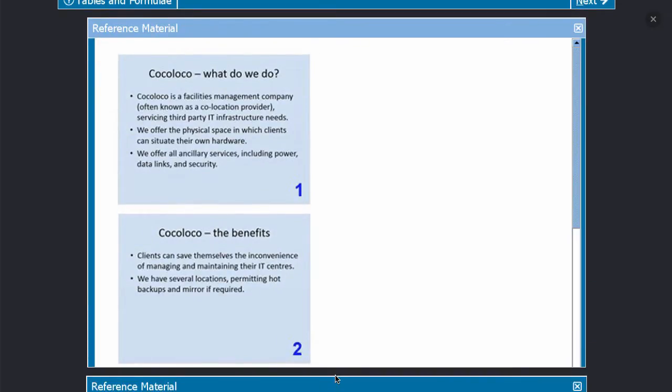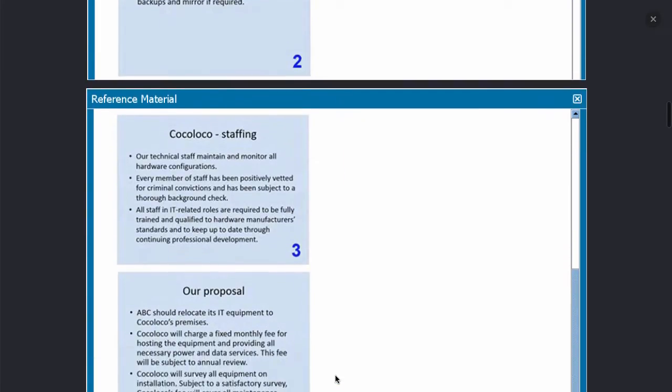Yes. Okay, brilliant. Coloco is a facilities management company, often known as a co-location provider, servicing third-party IT infrastructure needs. We offer the physical space in which clients can situate their own hardware. We offer all ancillary services, including power, data links, and security. Coloco benefits: clients can save themselves the inconvenience of managing and maintaining their IT centers. We have several locations permitting hot backups and mirrors if required. Staffing: the technical staff maintain and monitor all hardware configuration. Every member of staff has been positively vetted for criminal conviction and has been subject to a thorough background check. All staff in IT related roles are required to be fully trained and qualified to hardware manufacturer standards and to keep up to date through continuing professional development.